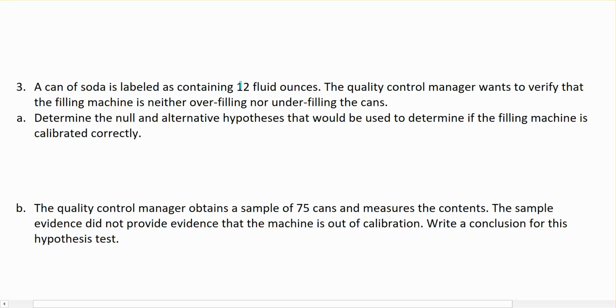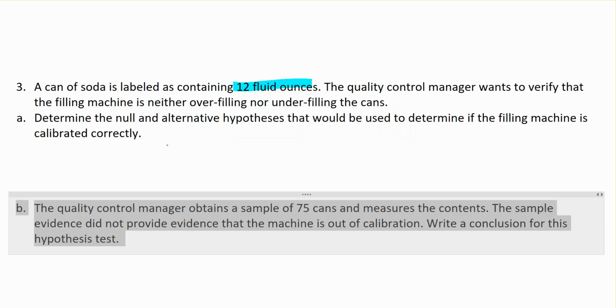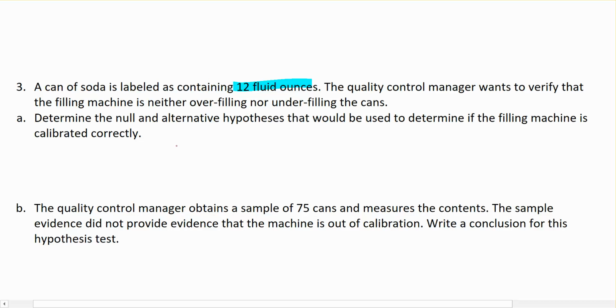The only thing we're given here is that 12 fluid ounces is what we're looking at. This is actually that the mean, that mu, is equal to 12 ounces. Because we're talking about a statement of equality, that becomes our null, and the alternative in this case comes from the last sentence, that they want to verify that the machine is neither over or under filling, so that mean is not equal to 12 ounces, because if we're not either more than or less than, we are neither. And that is our test. This would be a two-tailed test when we get to the next section.